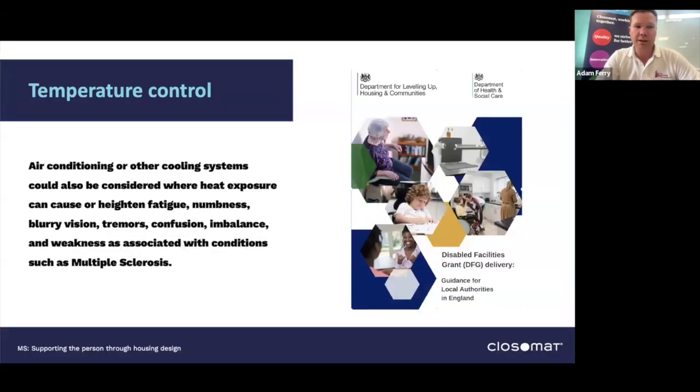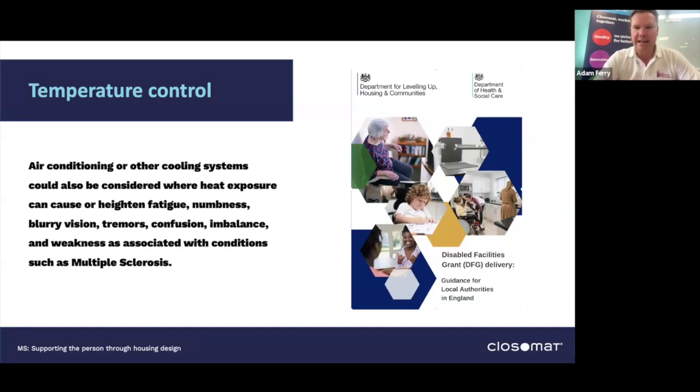So air conditioning or other cooling systems could also be considered where heat exposure can cause or heighten fatigue, numbness, blurry vision, tremors, confusion, imbalance, and weakness as associated with conditions such as MS. So it says that within the DFG delivery guidance. We're very fortunate with that guidance for a condition like MS that it specifically uses that as an example. That can obviously be transferred across other areas or other conditions.